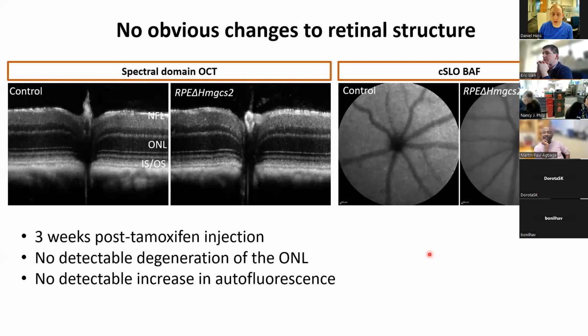Okay, good to know. Dan, do you think that in 3 weeks you will really see a retina degeneration? Because 3 weeks seems to be short. Yeah, this says 3 weeks, but it's been tested up to 5 months, and the retinas essentially look the same. Okay.